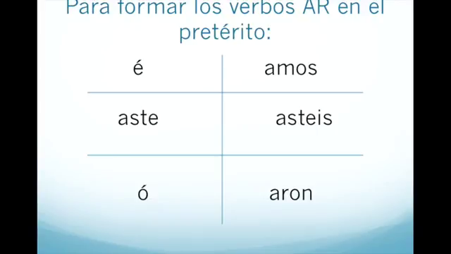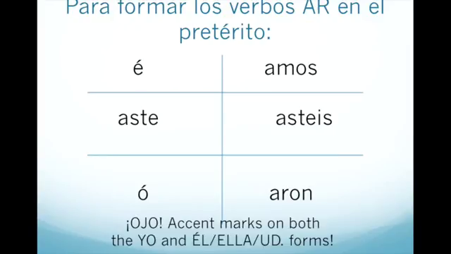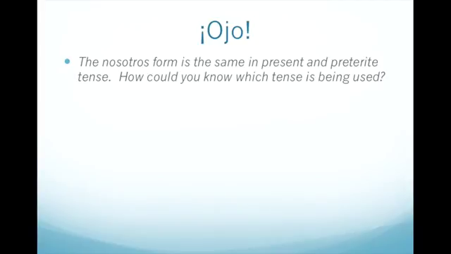Here you can see some very important differences. There is no longer an accent on the vosotros form. The yo form and the él/ella/usted form, however, do have accents. Another big thing that you'll notice is that the nosotros form is still amos. So if the nosotros form is the same in the present and the preterite tense, how do you know which one is going to be used?